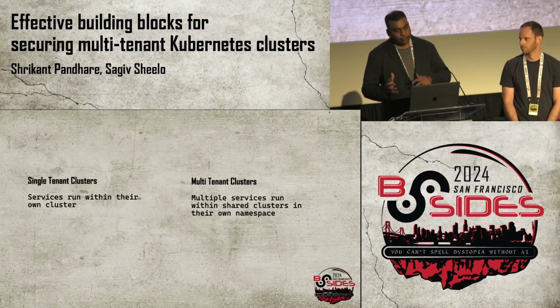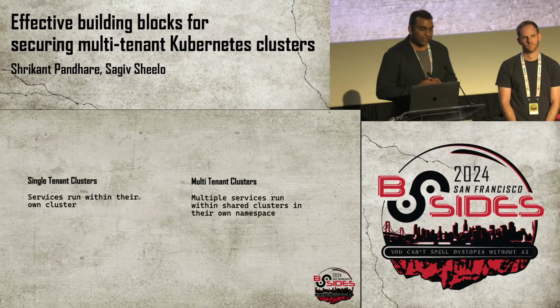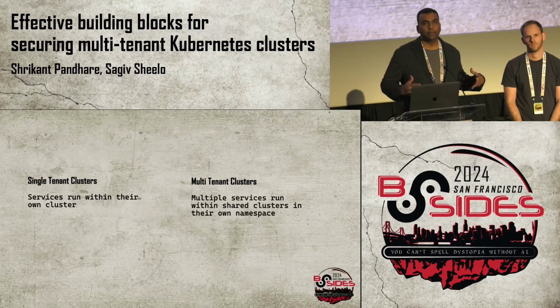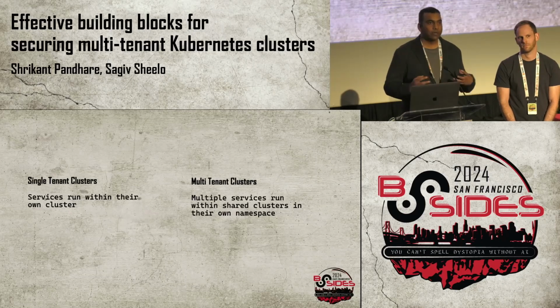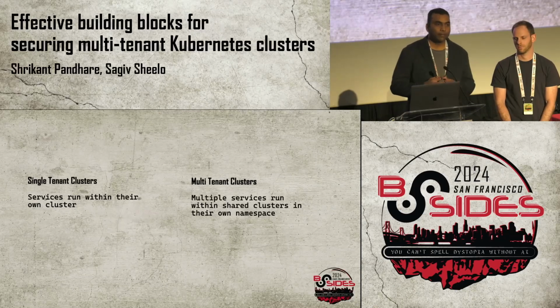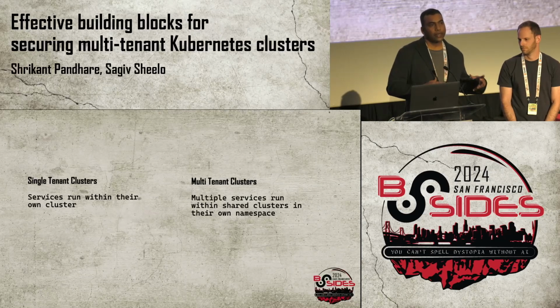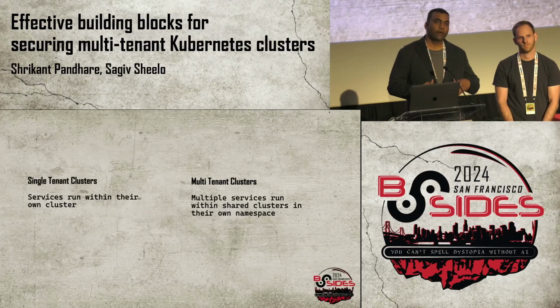Now, before we move ahead, let's establish some common terms and understanding of what we mean by multi-tenancy. By single tenant, as I said before, we mean cluster per service. For multi-tenancy, we are packing multiple services within the same Kubernetes cluster. That means different services would be sharing a node. And though all of these services belong to Snap, they are owned by different teams.